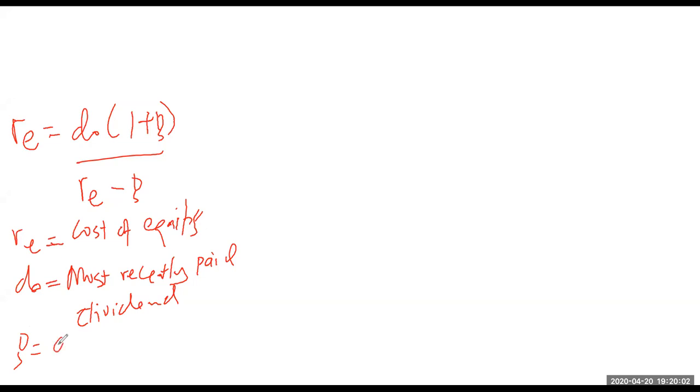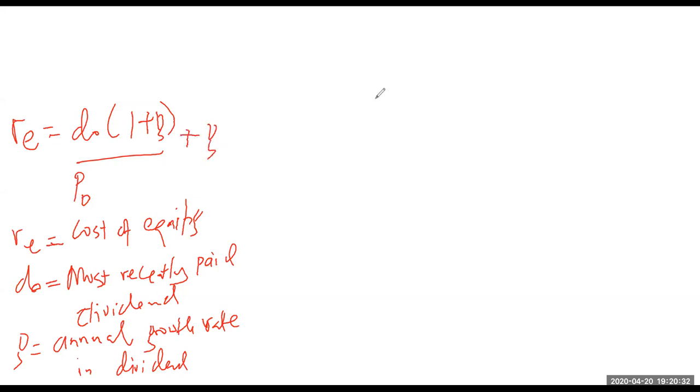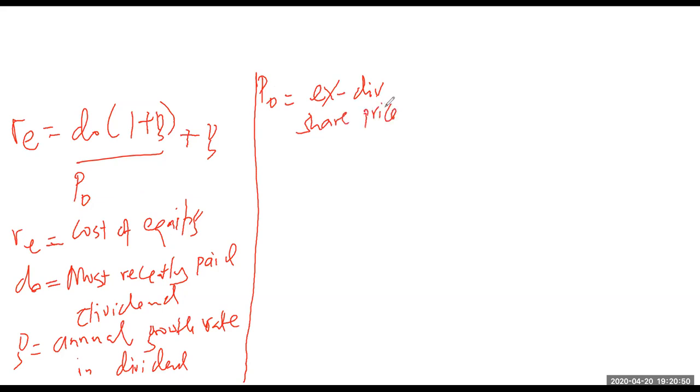Because you say the g is equal to the annual growth rate in dividend. So here it is P naught. This formula has an issue. So here is P naught, plus g. And that's how we estimate the cost of equity if you assume an annual growth in dividend. P naught is referred to as the ex-dividend share price. That's how we get the cost of equity under the case of growth in the dividend.